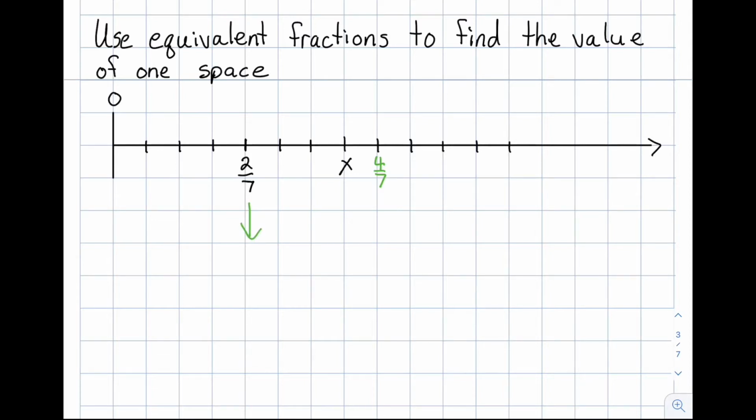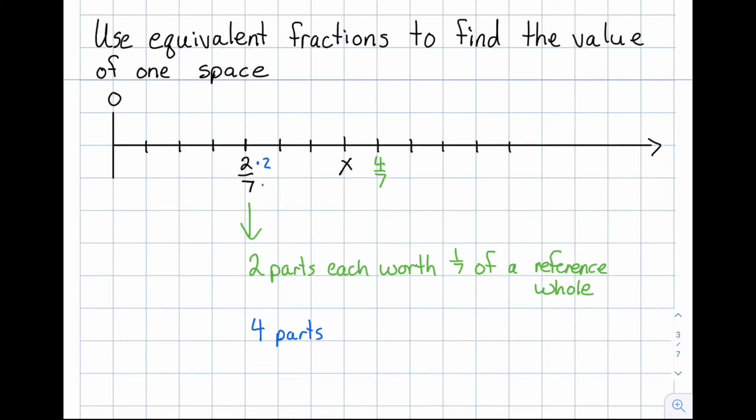So notice that I can interpret 2/7 as 2 parts, each worth 1/7 of a reference whole. Since I have 4 spaces, it would be awfully nice if my numerator was 4. So if I could get 4 parts, then I would be able to label my number line more easily. And I can see that I can do this. If I multiply the numerator and the denominator by 2, I end up with 4/14. So now I have 4 parts, each worth 1/14 of a reference whole.